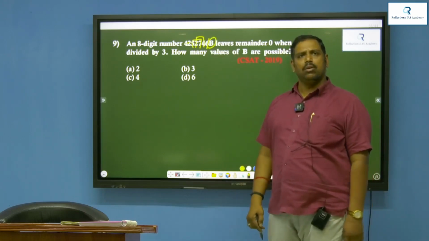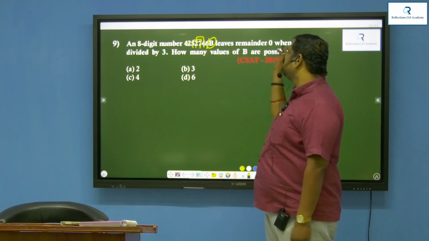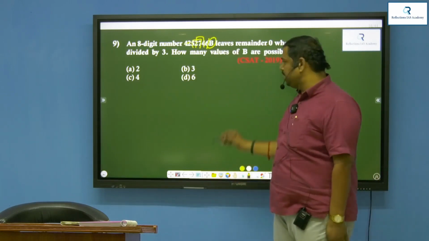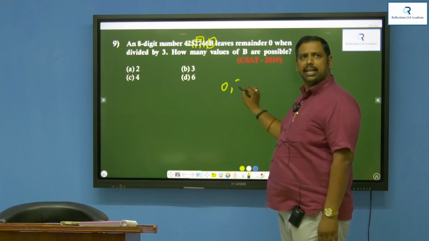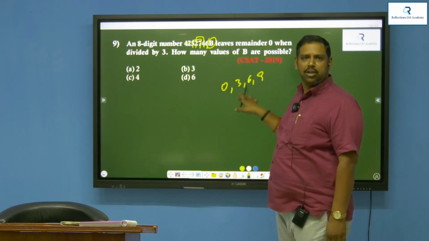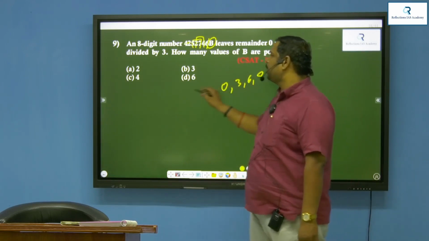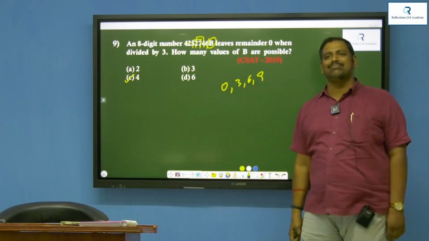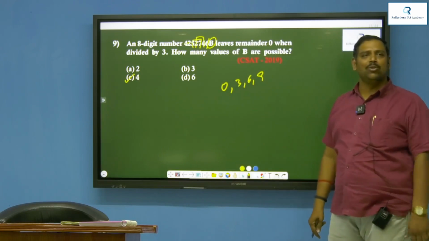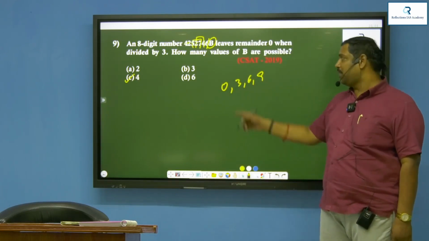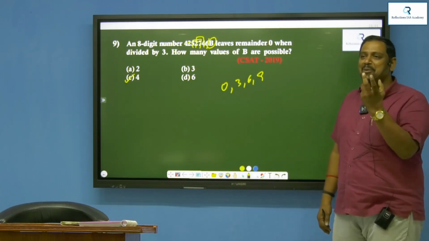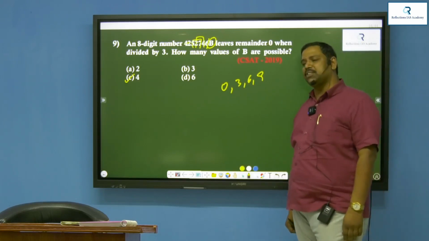B. So it is divisible by 3 means B should also be a 3 multiple, and B is a digit. So B can be 0, B can be 3, 6, 9. People will forget it. 3, 6, 9 they will write, but 0 is also a possibility. How many possibilities are there? 4. So the answer is C. You forget 0? If you forget 0, when you come out and find this answer, it's heart touching, yes or no? Can I go to the next question?